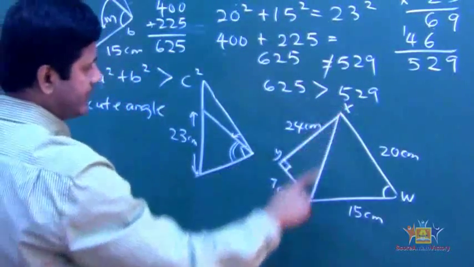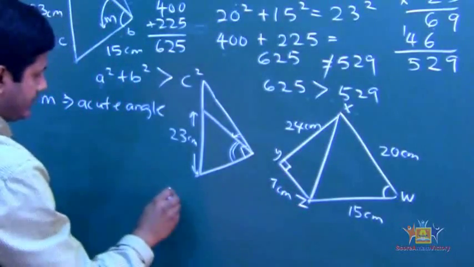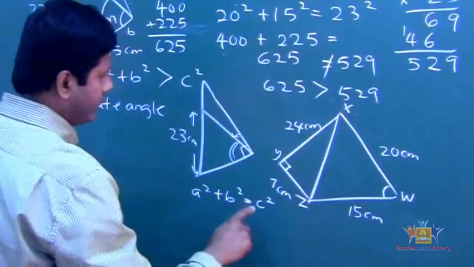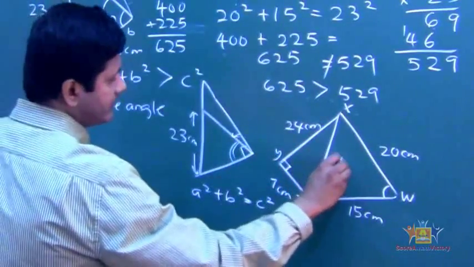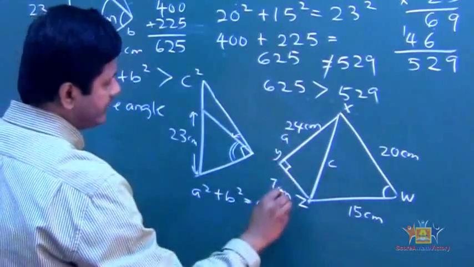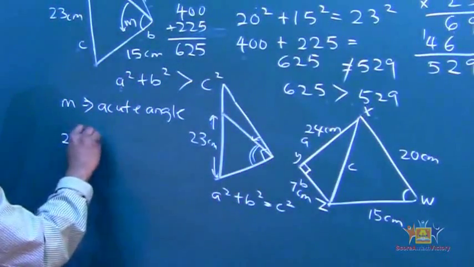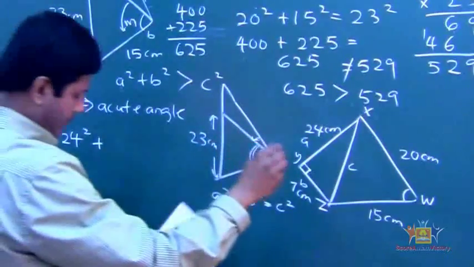Okay, good. So let's first find this length. That means a squared plus b squared equals c squared. We know this is the c we're looking for, and we're going to put this as a and this as b. So a is 24 squared plus, now this is problem number 2.